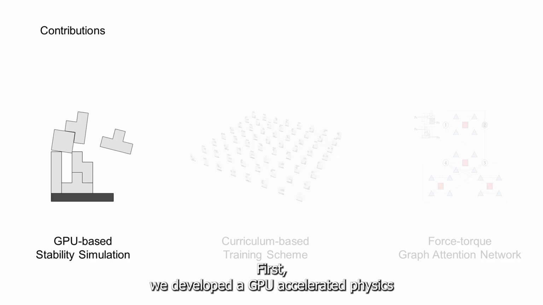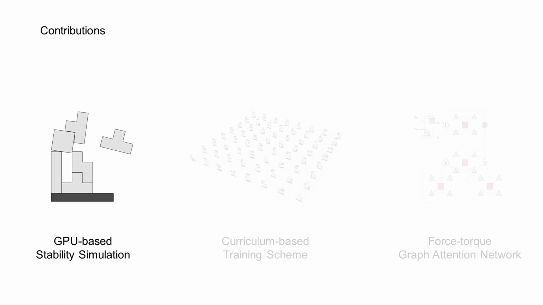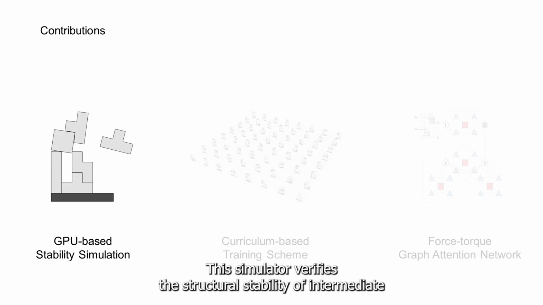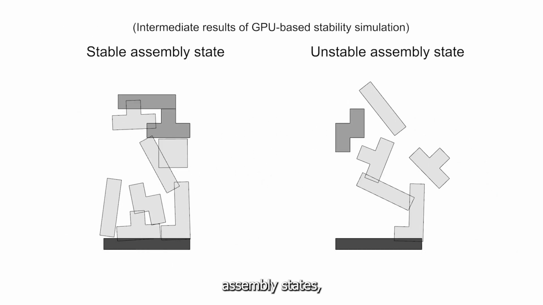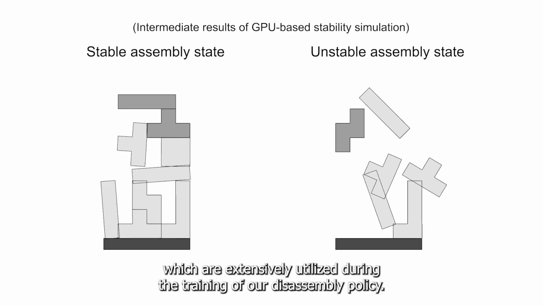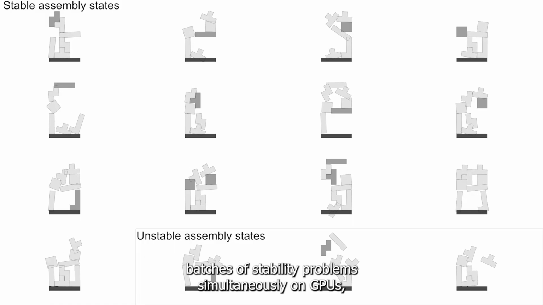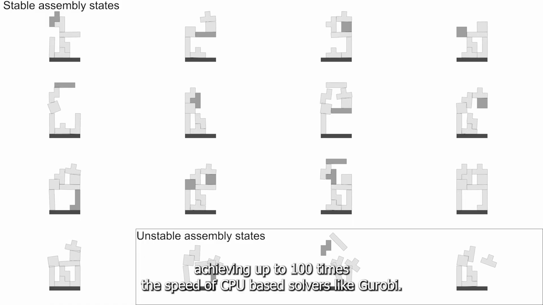First, we developed a GPU-accelerated physics simulator designed to solve structural stability problems in parallel. This simulator verifies the structural stability of intermediate assembly states, which are extensively utilized during the training of our disassembly policy. Most notably, it enables processing batches of stability problems simultaneously on GPUs, achieving up to 100 times the speed of CPU-based solvers like Gurobi.